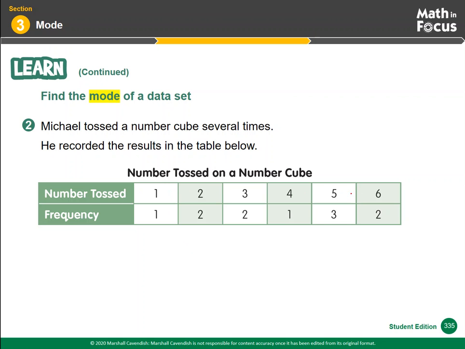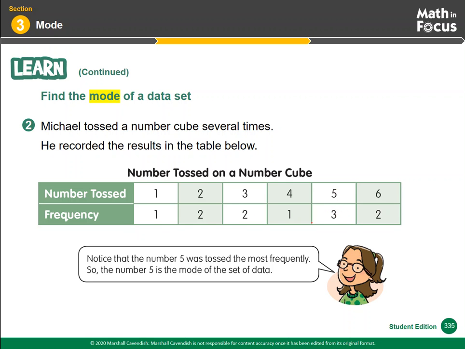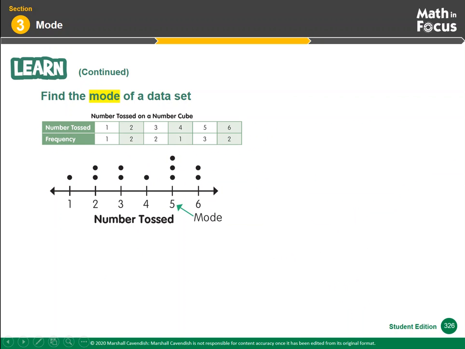Here are the numbers that were tossed, 1 through 6, and here's how often that happened. If you just look at the frequency, you can see that 5 was rolled 3 times. Notice that the number 5 was tossed the most frequently, so the number 5 is the mode of the data set. So let's go on to the next slide.